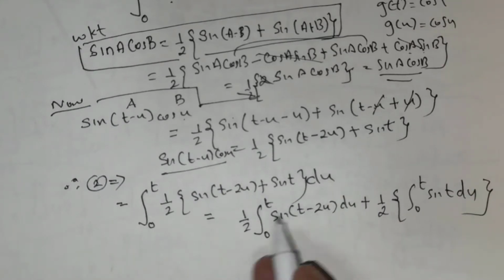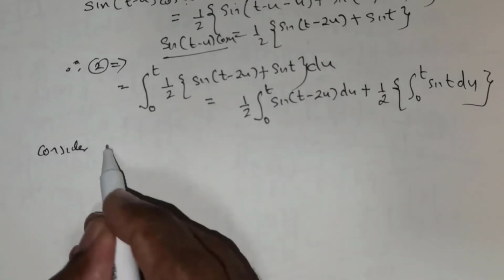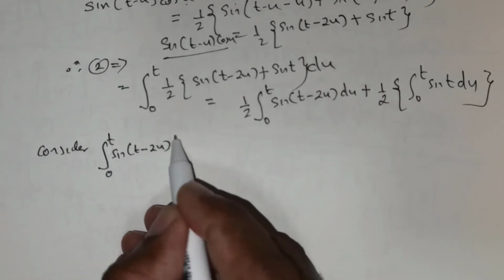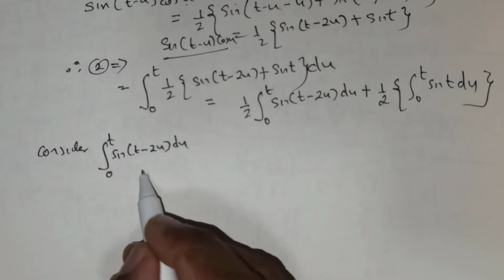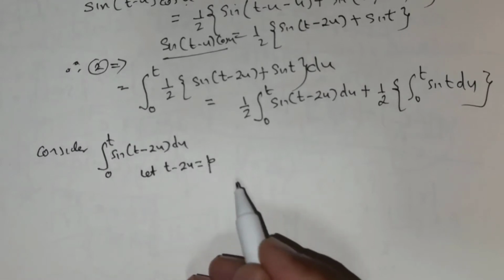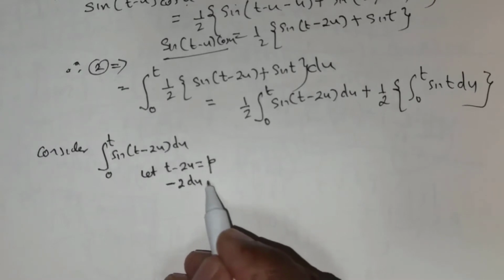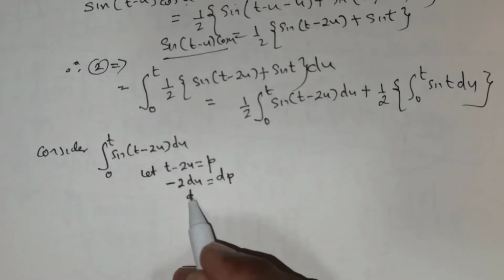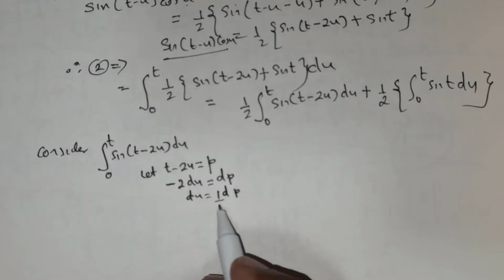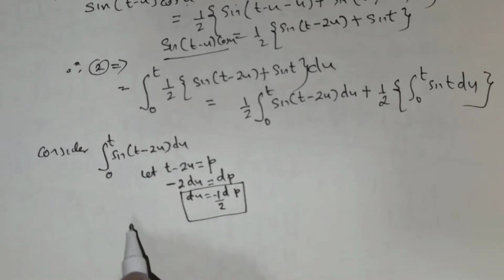So to integrate this, I would like to consider integral 0 to t sine of t minus 2u du. Now use the substitution here. Let t minus 2u be equal to some p. So I differentiate the left-hand side, and I get negative 2 du equal to dp. I want only du, so du is equal to dp, bringing the negative 2 down, so it's negative 1 over 2 dp. This is the substitution that I have to use.